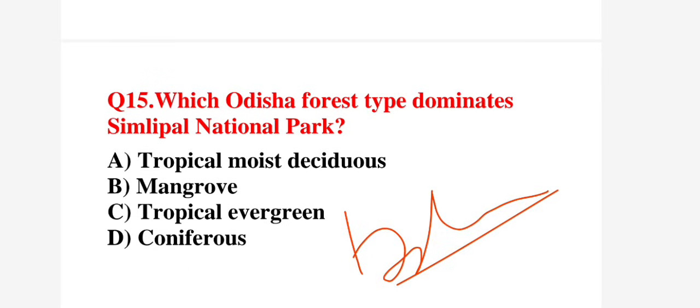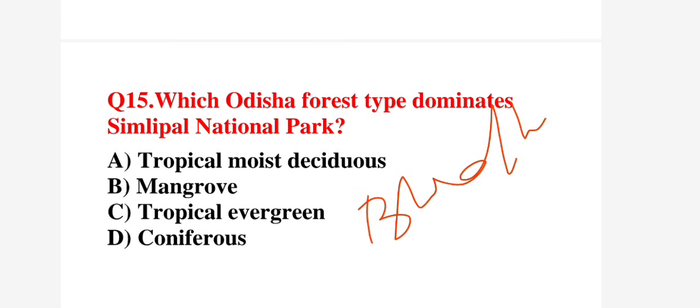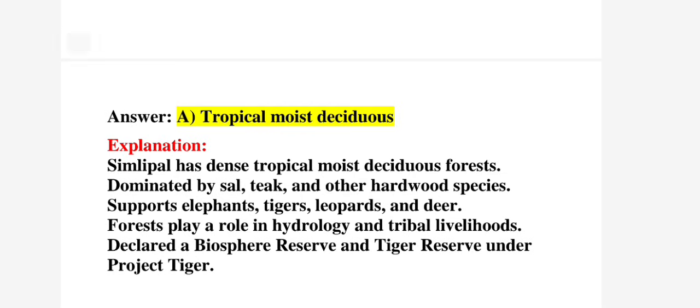If I talk about the Similipal Biosphere Reserve, the river Budha Balanga originates from this region, and the river Subarnarekha passes through the Similipal Biosphere Reserve. So these are the most important questions regarding Similipal Biosphere Reserve. Very, very important. So look at this.